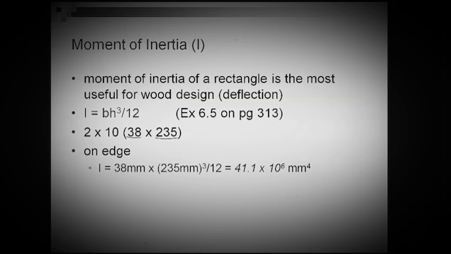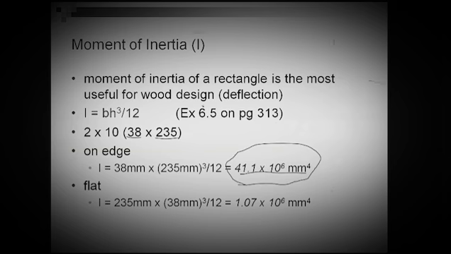So if I were to calculate the moment of inertia as it's sitting on edge, I'll be getting the value of 41.1 times 10 to the 6. If I were to calculate it on the flat, the answer is going to be 1.07. So on edge is 41 times stronger. Meaning, if I wanted one joist on edge to match its resistance with joists on the flat, I need 41 pieces on the flat to match the resistance of one object on edge.